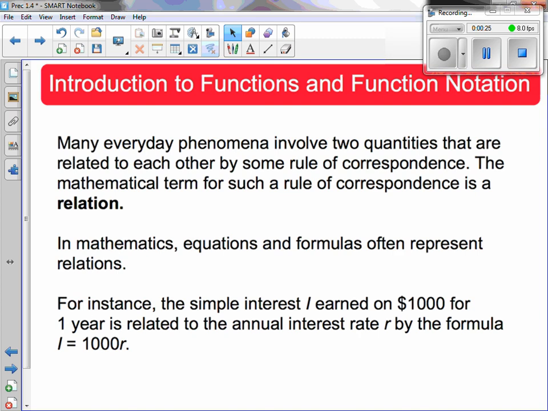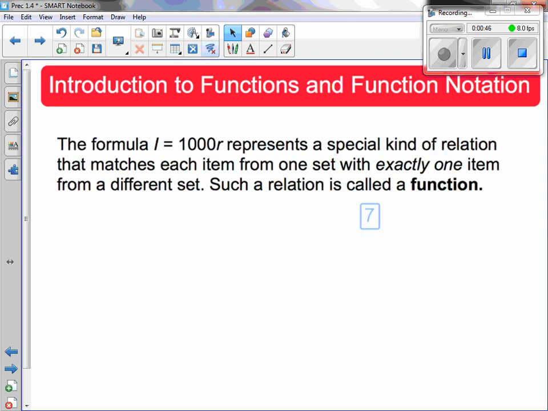In mathematics, equations and formulas often represent relations. For instance, simple interest earned on $1,000 for 1 year is related to the interest rate R by the formula. So the amount of interest you gain is compared to the amount of time that's progressed. We have this 1-to-1. Now the formula says it's called a function.